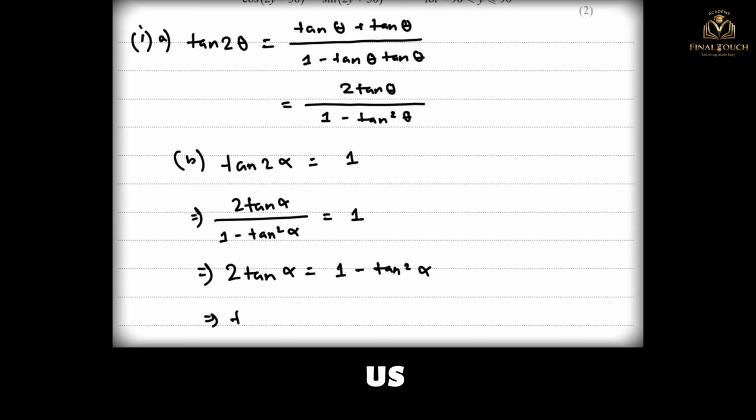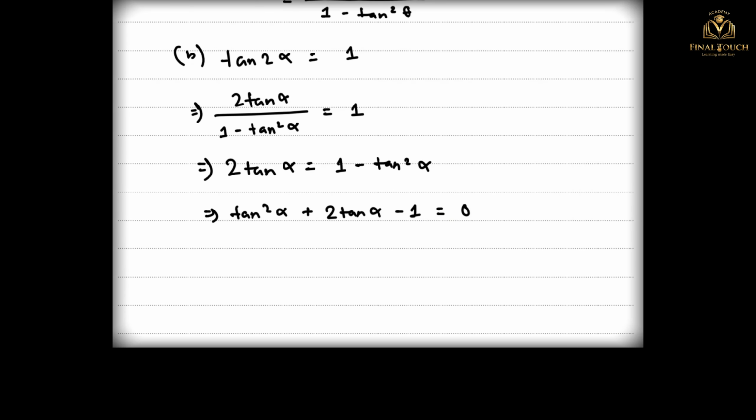And that gives us tan square alpha plus 2 tan alpha minus 1 equals to 0. So we ended up with a quadratic equation. If we solve it, we will end up with tan alpha is equals to minus 1 plus minus root over 2. It's the exact way they wanted us to answer.